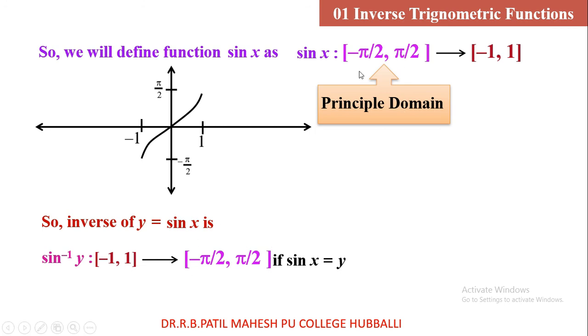You can observe sin x is from minus pi by 2 comma pi by 2 to minus 1 comma 1. The reverse of this is minus 1 comma 1 to minus pi by 2 comma pi by 2. This is trigonometry. This is inverse trigonometry. This exists only if sin x equal to y. This is the redefinition of the sine function. Dear students, sin x from minus pi by 2 comma pi by 2 to minus 1 comma 1 is a redefinition of the trigonometric function to have an inverse.